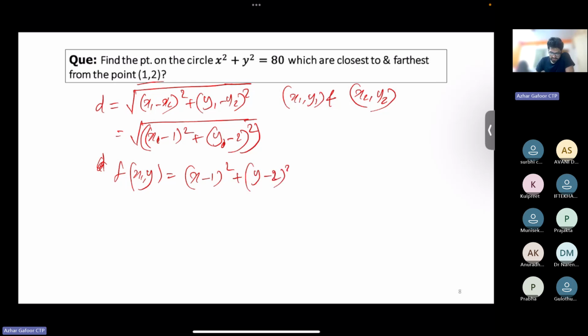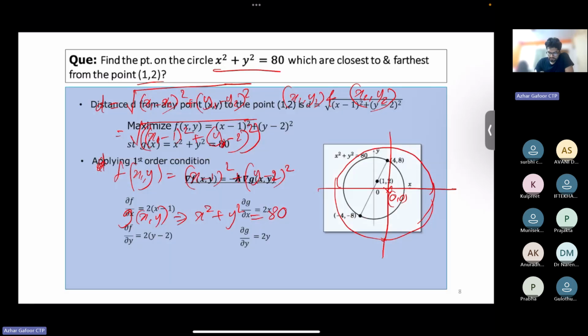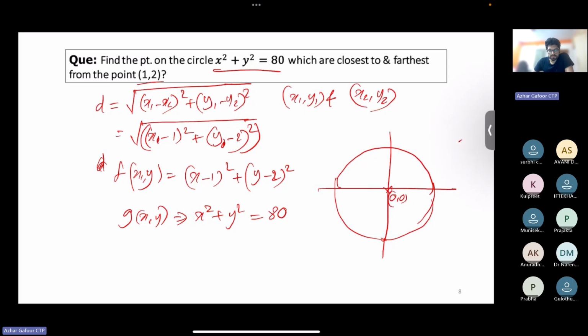Now our constraint is the circle that is given, that is x square plus y square is equal to 80. So now if we draw this circle, how will it look? If you draw the circle, this is the 0 point, then this will be the point.